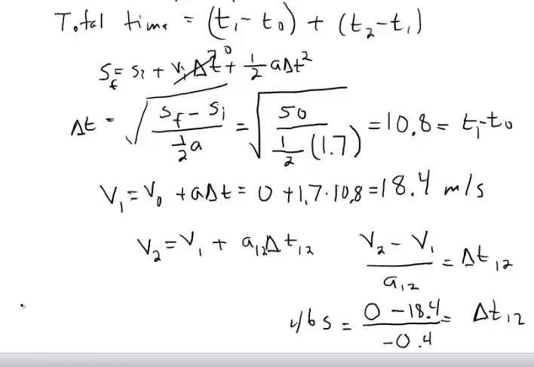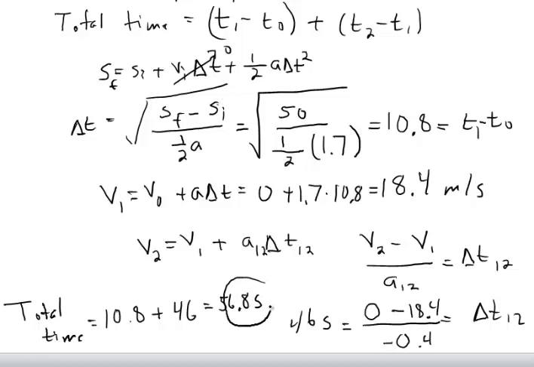So the total time, t total, is going to be the sum of those two. So we're talking 10.8 down the incline plus 46, which looks like 56.8. Okay. That's all.